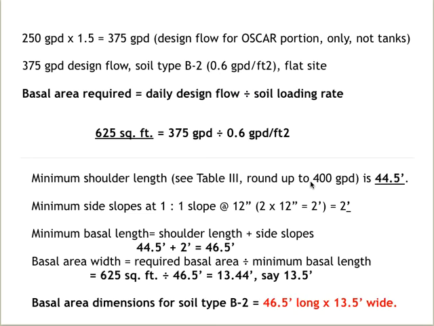Now, just to review real quickly all the steps that we've taken here. Again, we're going to take our design flow of 250, multiply it by our design factor of 1.5, for a design flow of 375. Again, our B2 soils have a loading rate of 0.6. So we make those calculations, the 375 divided by 0.6, we get to 625, and so forth. So anyway, I just have this written down in a different format for your review.